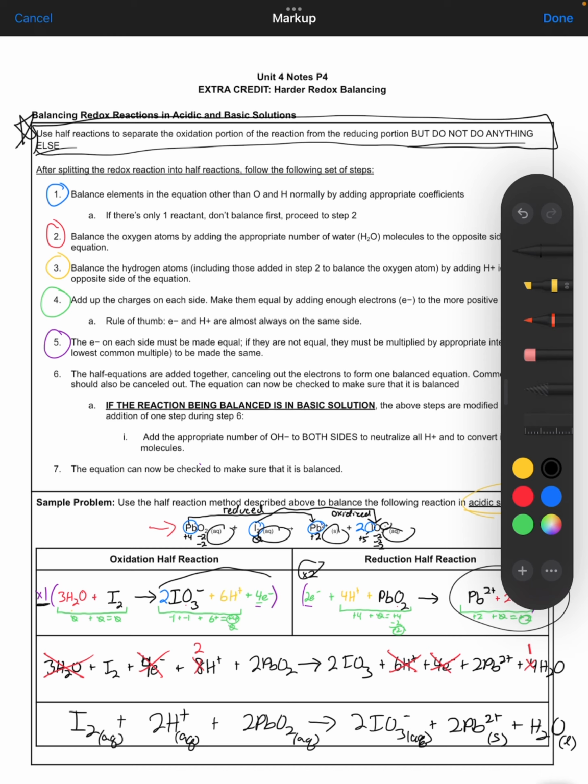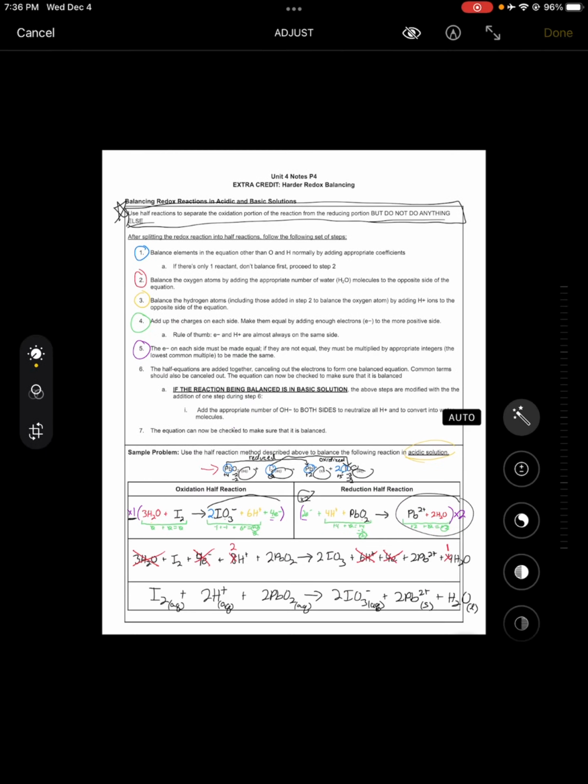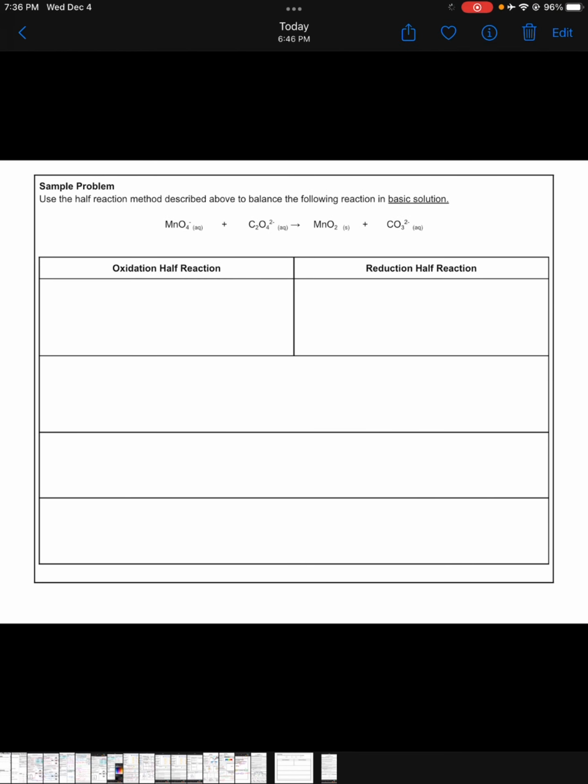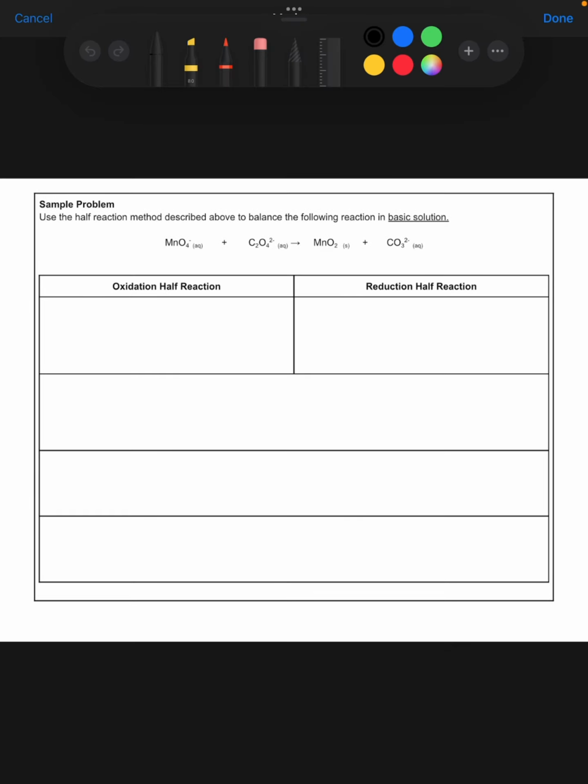All right, so that was balancing a redox reaction in acidic solution specifically. But on the back side of your notes paper is one to do in basic solution. So let's talk about that one. Balancing a redox reaction in basic solution is going to be much the same as balancing it in acidic solution. There's just going to be one extra step that we have to go through when we get to that point, and I'll point that out when we get there.